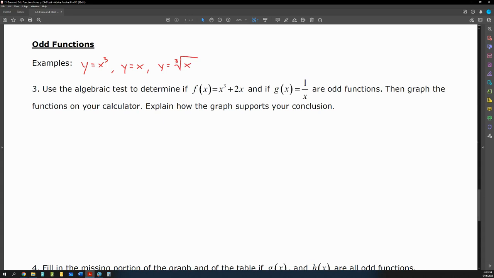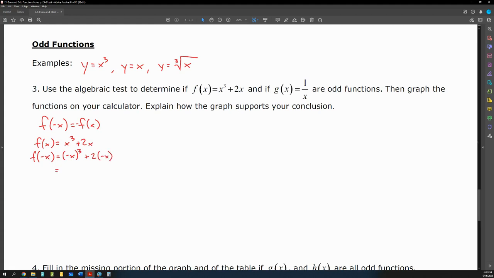So number 3, let's use the algebraic test to determine if f of x and g of x are odd functions. We're going to graph them and explain how that supports our conclusion. Remember, in order for a function to be odd, we have to have f of negative x equal to negative f of x. Okay, so let's start. I'm just going to write out f of x, which, rewriting it, is x cubed plus 2x. Therefore, f of negative x: anywhere that I see an x, I'm going to plug in a negative x. So we get the quantity negative x cubed plus 2 times negative x.